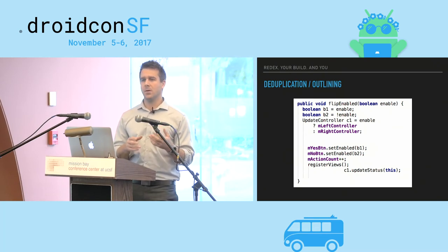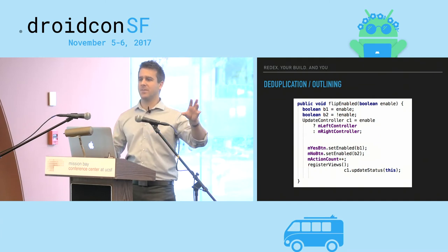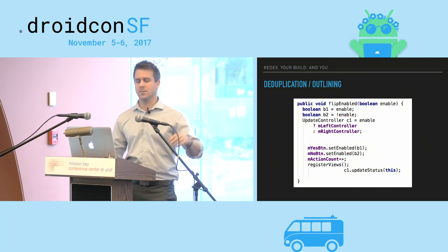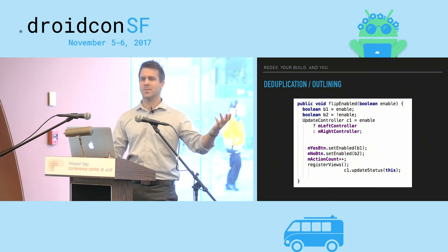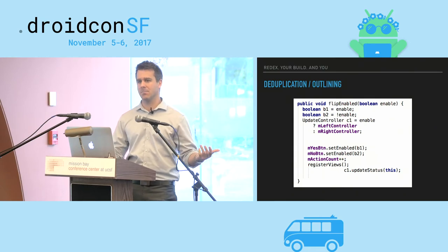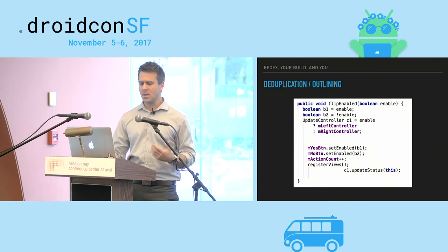If you have 1,000 different things that just return some value on a subclass, then Redex can figure that out and will find these methods and say, okay, there are 1,000 different copies of this exact same method. Let's just have one method and have everybody call that one. This is the opposite of inlining, so we call it outlining. And it does a great deal.